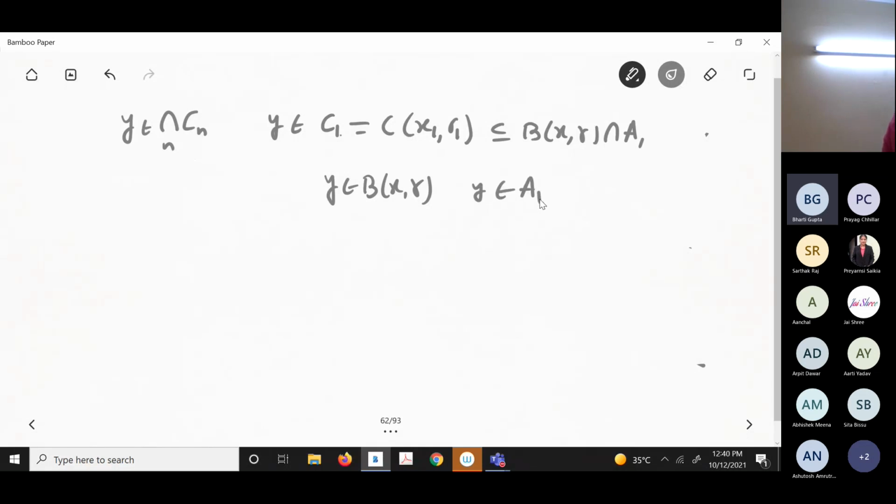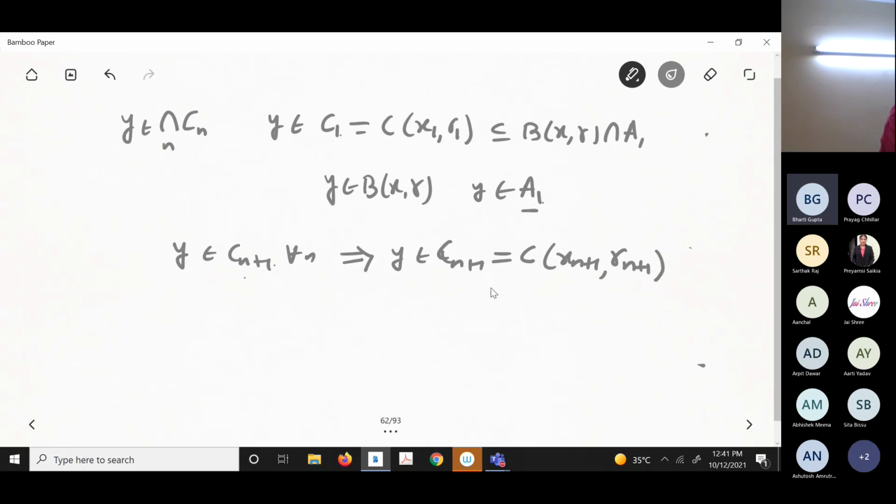Now for the rest, that A1 I got, for A2 this is this. I look, Y belongs to Cn plus 1 for all n. It is starting from C2, right? Here I am writing what I have taken, Cn plus 1. This is C Xn plus 1 Rn plus 1, which is contained in B Xn Rn intersection A n plus 1. That's why I did A1 separately, for it is starting from 2.